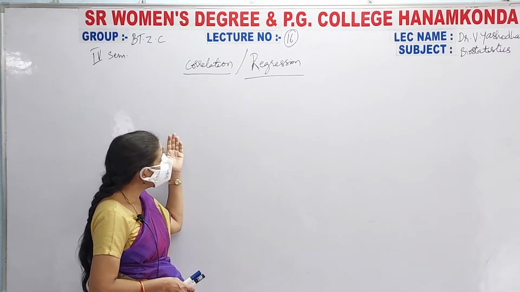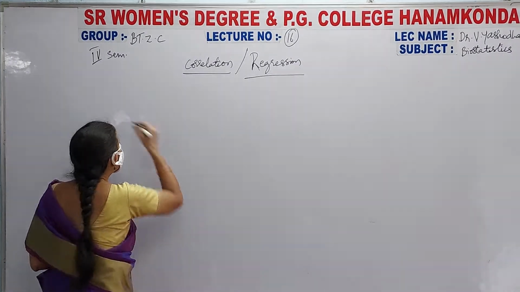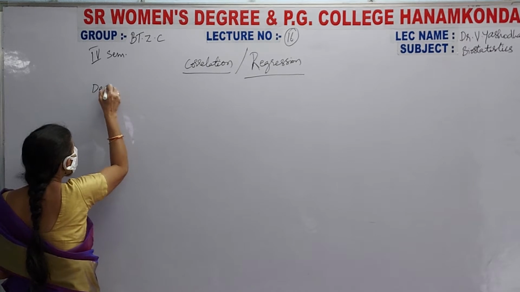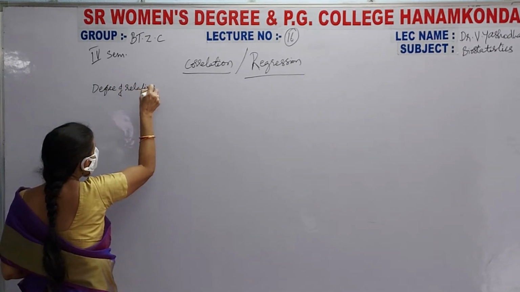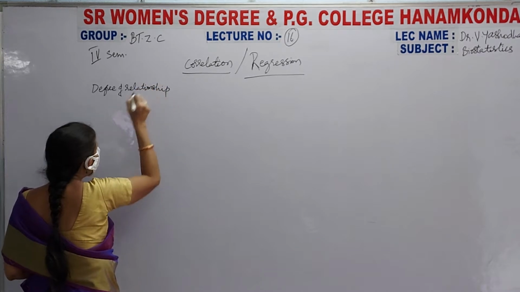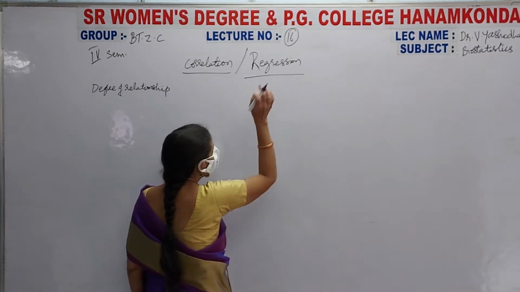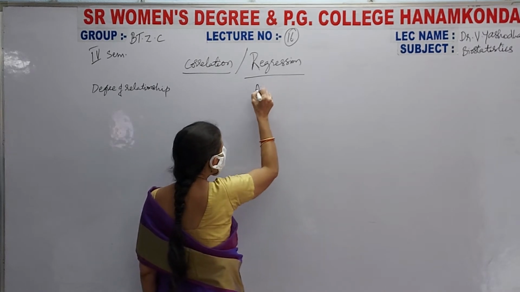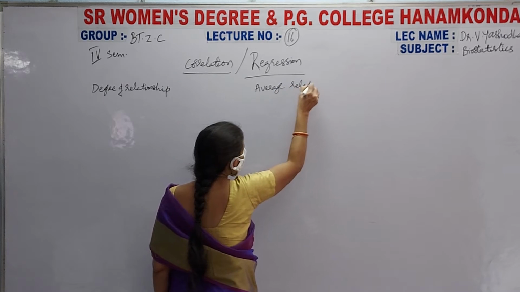Now this correlation we have already seen, it is the degree of relationship between two or more variables. Now coming to regression, it is the average relationship.